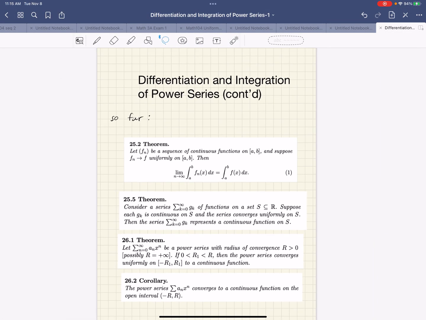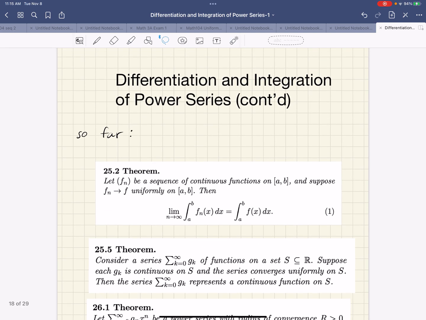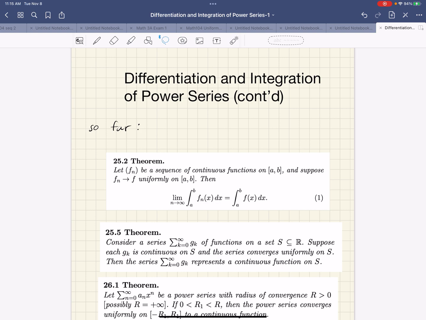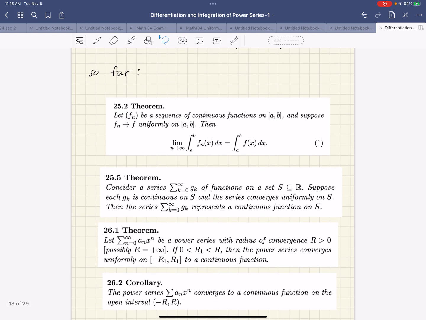Okay, so today in this video, we're going to continue our study of power series. Now we're going to focus on differentiation and integration of power series. So let's just take a moment and look at a few of the results that we've proven so far.